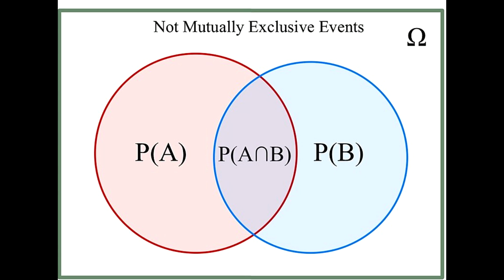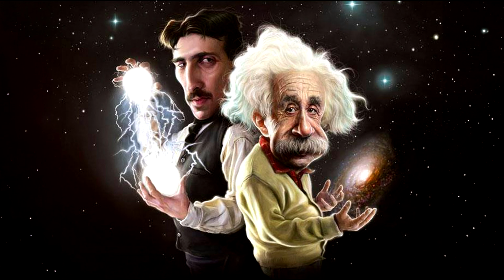Then you can also have non-mutually exclusive events which can happen at the same time, such as getting 2 3s from rolling 2 dice. This we represent with P(A or B) equals P(A) plus P(B) minus P(A and B).